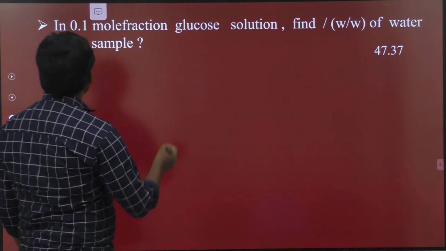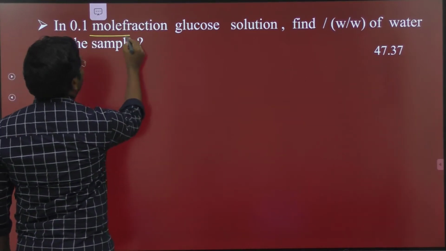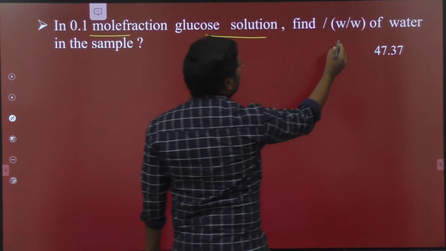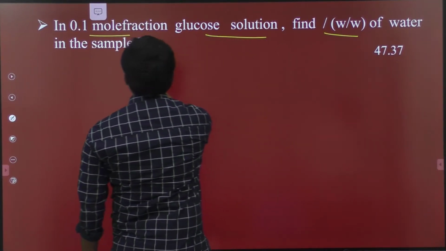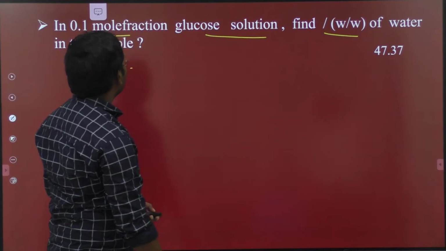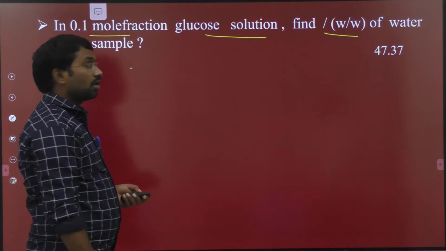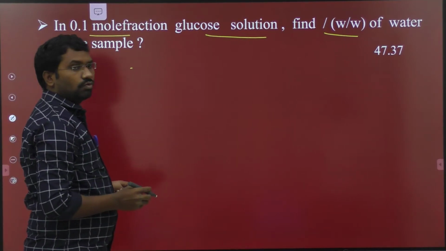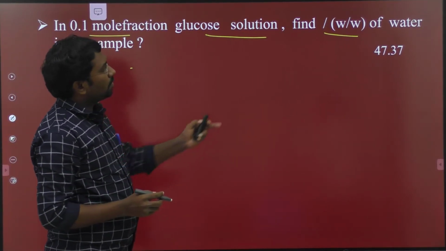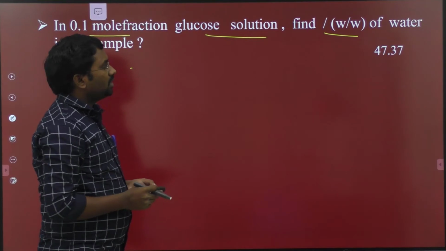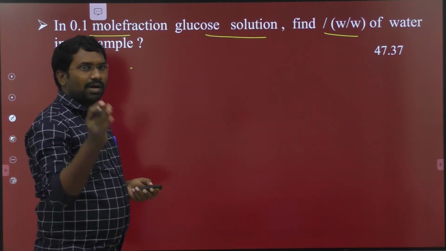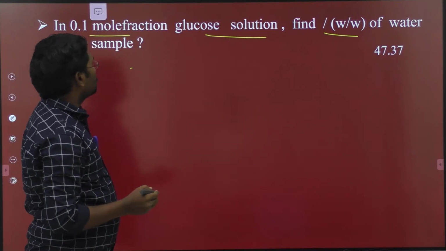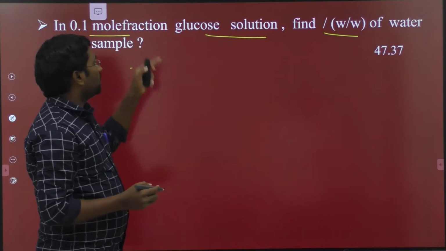The first problem is: in a 0.1 mole fraction of glucose solution, find the percent weight by weight of water in this sample. So here, look at the problem, what is given and what we have to solve. In the problem, a 0.1 mole fraction of glucose solution is given. We have to find the weight by weight percent, that means the mass percentage of water in this sample solution.